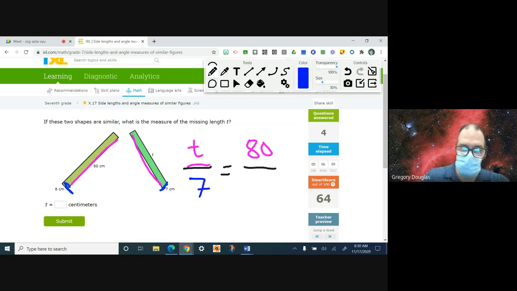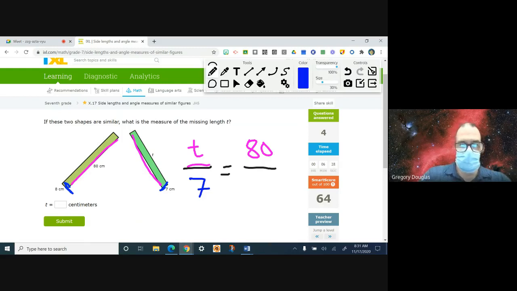You've got to make sure I don't put the 80 under the T, or the T's across from the 8. I don't want to put the 8 below it, because it has no relation to that. I can say it's related to the 80 because they're both right sides. And I can say it's related to the 7 because they're in the same family, the same shape.